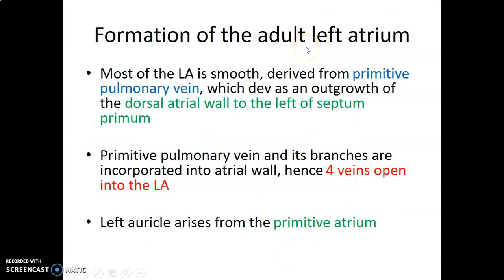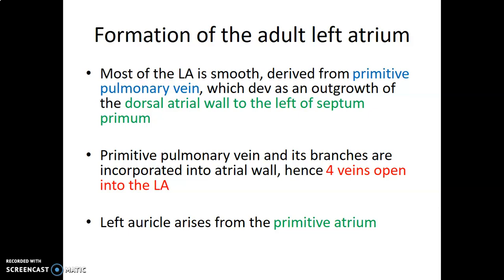Then, how do you form the adult left atrium? Most of the left atrium is smooth, unlike the right, which has a rough part and a smooth part. Most of the left atrium is smooth and is derived from the primitive pulmonary vein. It develops as an outgrowth of the dorsal atrial wall to the left of the septum primum. This outgrowth is the primitive pulmonary vein, and that forms the smooth part of the left atrium.